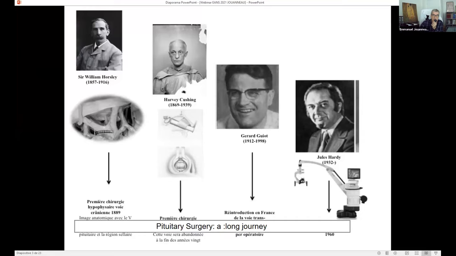After, there were a lot of improvements, with a lot of great and famous neurosurgeons. Everybody knows the work of Harvey Cushing, who started to use the transsphenoidal route in the US. He gave it up because he had a lot of complications, CSF leak and meningitis. This approach was reintroduced in France by Gérard Guiot in Paris. And the next progress came with Jules Hardy, who introduced the microscope in this kind of transsphenoidal approach.